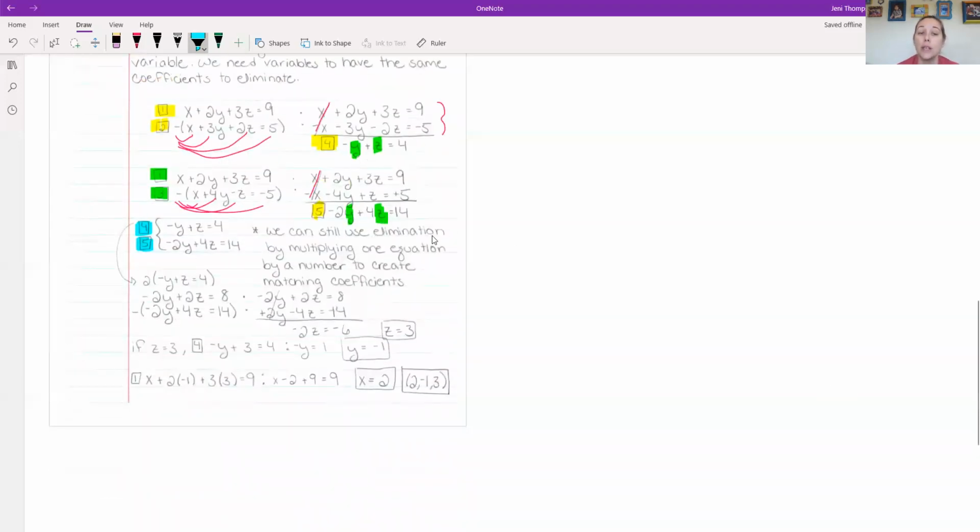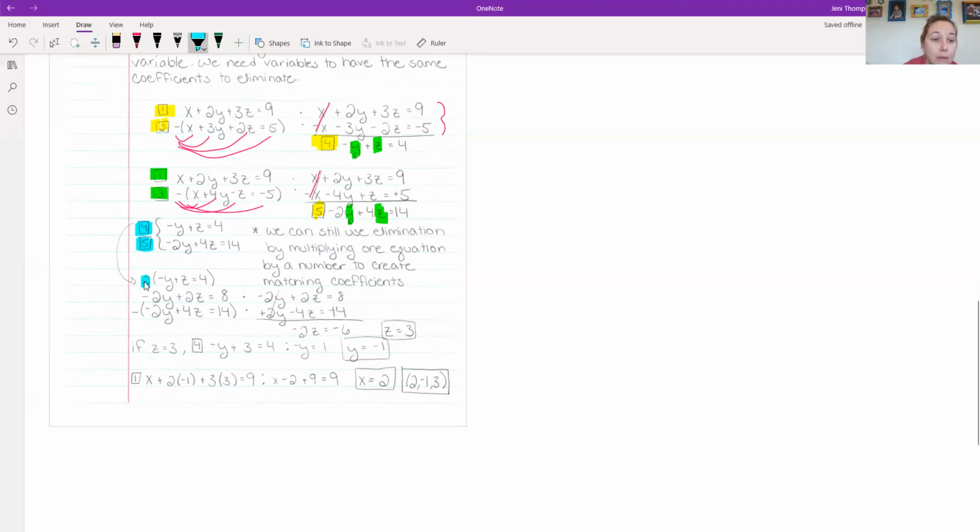So I can still use elimination by multiplying one equation by a number that creates matching coefficients. I still want to use elimination. See, look at these. I've got -1 on my y coefficient here and a -2 on my y coefficient there. Those don't match. I've got a 1 on my coefficient for z here and a 4 on my coefficient for z here. That doesn't match either.